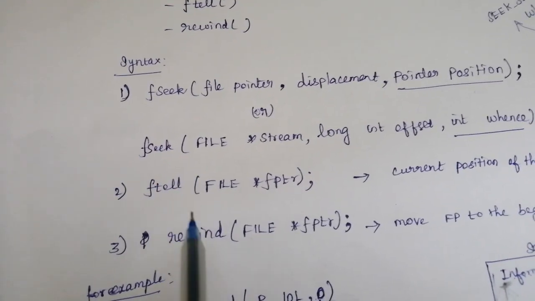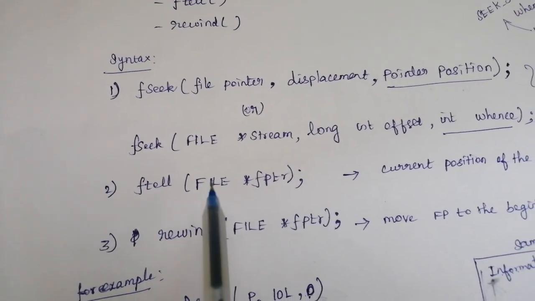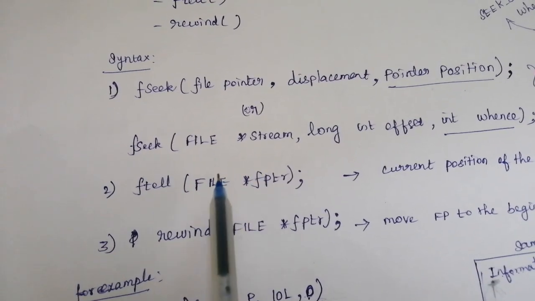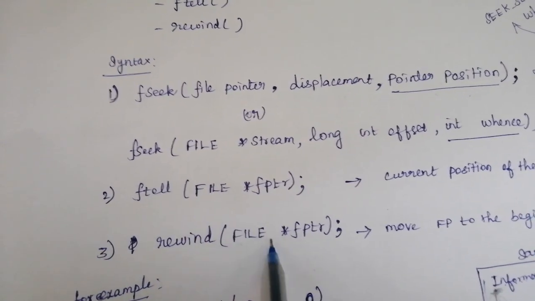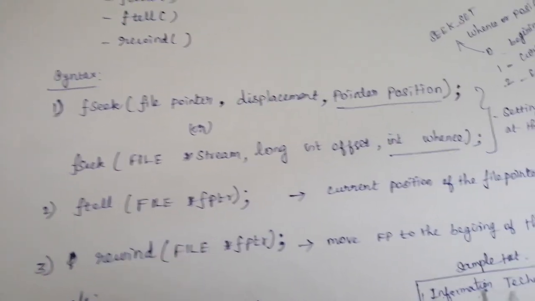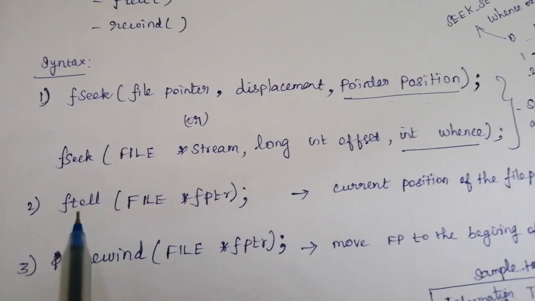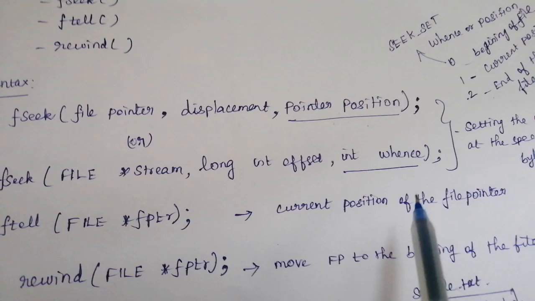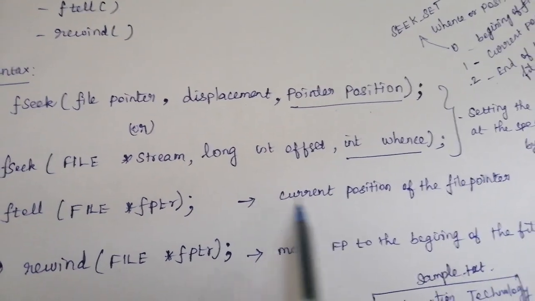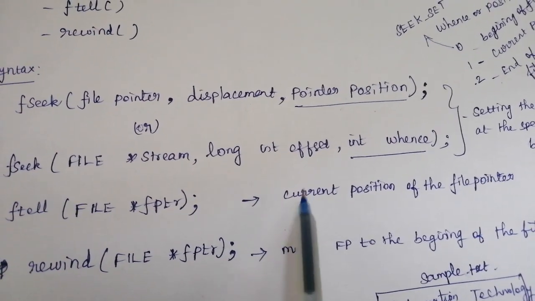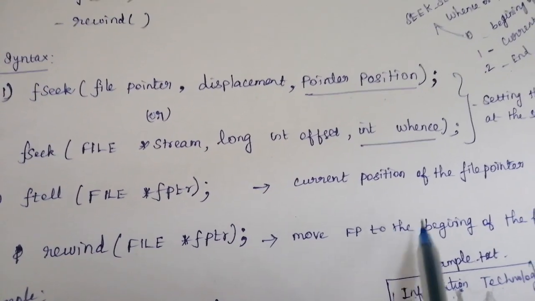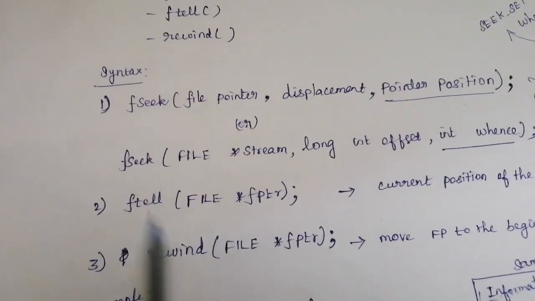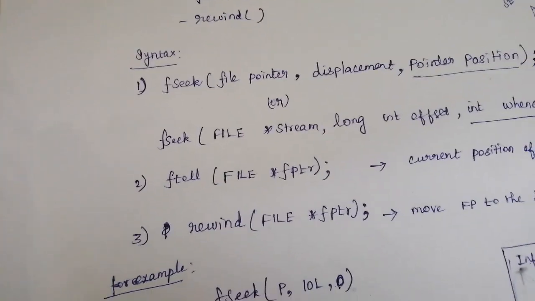Both ftell and rewind built-in functions accept only one argument, the file pointer. As I already discussed, ftell is used to return the current position of the file pointer; this current position value is counted from the beginning of the file. Rewind is used to move the file pointer to the beginning of the file. So this is about the syntax of those operations.